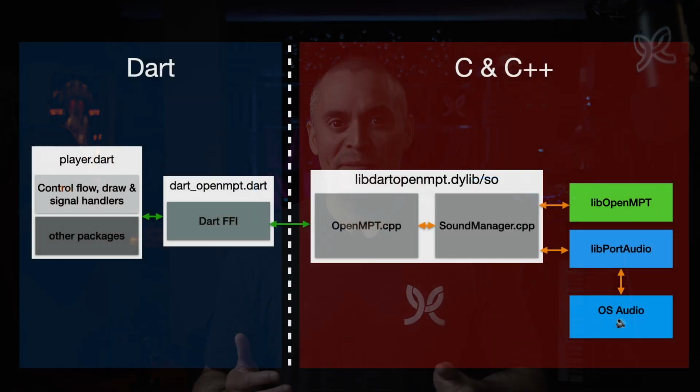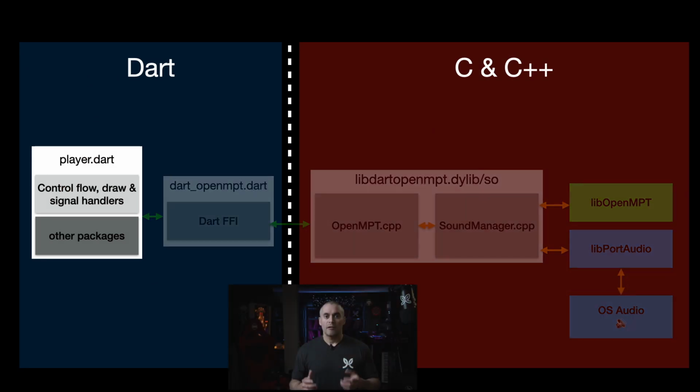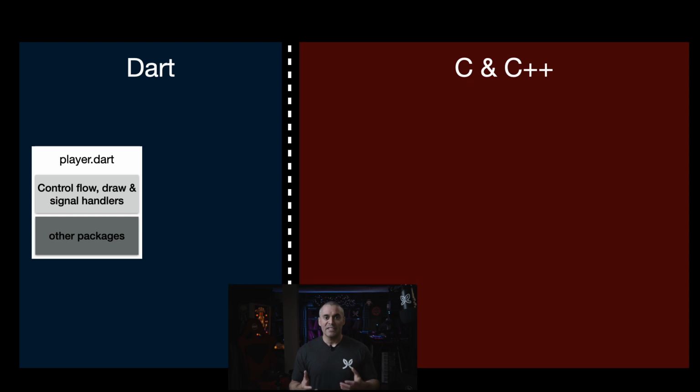Okay, so we now know what our experiment does. Let's look at how it works from an architectural perspective. Here's one way we can visualize the architecture from our experiment. Our main program is called player.dart. It's responsible for orchestrating the audio side, as well as managing features like rendering of the song pattern data, the song waveform data, as well as handling the terminal resize and so forth.